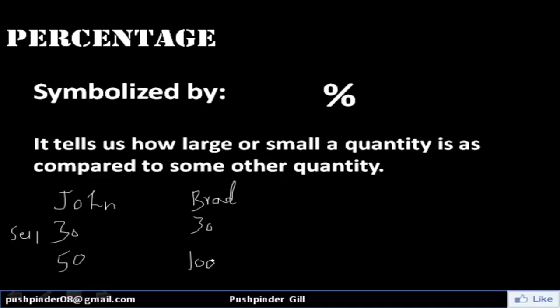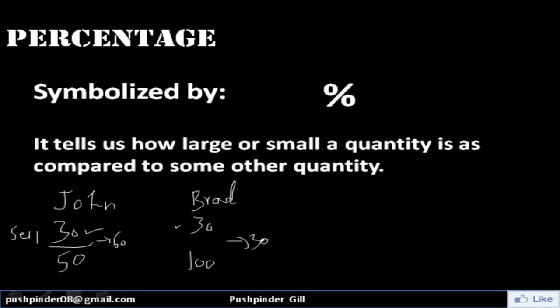So if you look at the quantity wise, both of them sold 30 oranges, that's fine. That means they sold an equal number of oranges. However, if you look at the percentage over here, he sold 60% of the oranges that he had, and he sold only 30% of the oranges that Brad had. So percentage helps you to compare two things. Doesn't matter if it's in quantity or in terms of quality, it will help you to compare two things.